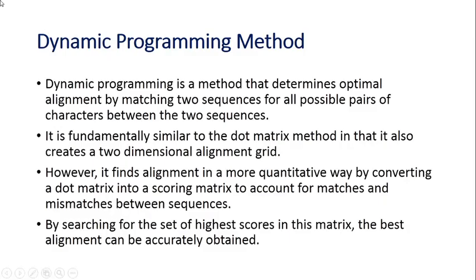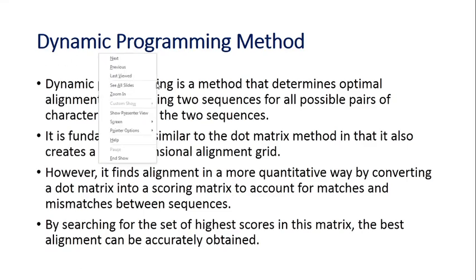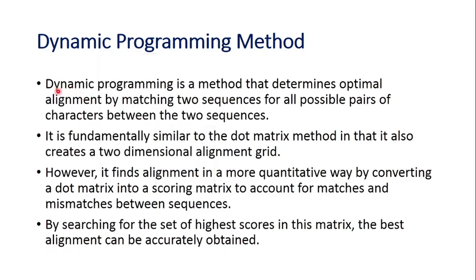Before going to the Needleman Wunsch algorithm, we should understand what this dynamic programming algorithm is. Dynamic programming is a method that determines optimal alignment by matching two sequences for all possible pairs of characters between the two sequences. So, the dynamic programming method calculates and finds the optimal alignment between two sequences. If you take two DNA sequences, it will try all possible alignments between them and find the best optimal alignment by statistical methods.